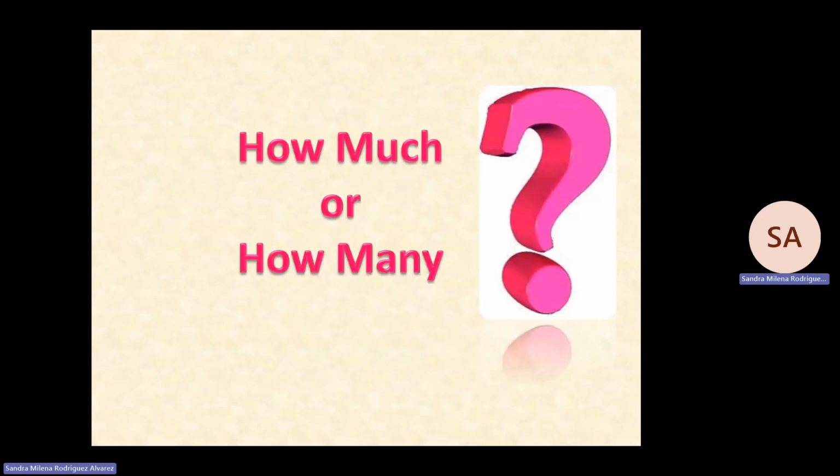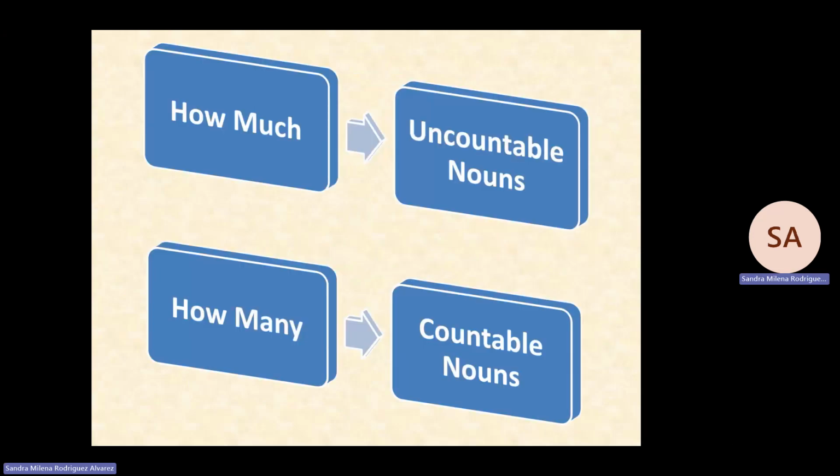Now, we have to use how much and how many. When do we use them? I use how much for uncountable nouns in order to get to know the amount of something, the quantity of something that is uncountable. The meaning of how much and how many for both is cuantos. But how much is for uncountable and how many for countable.